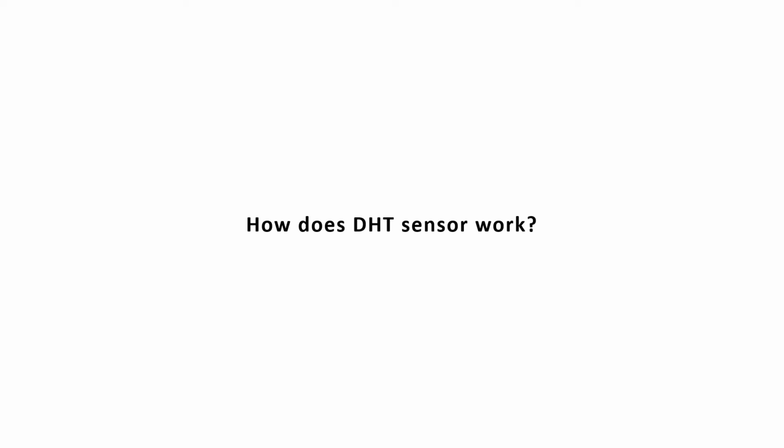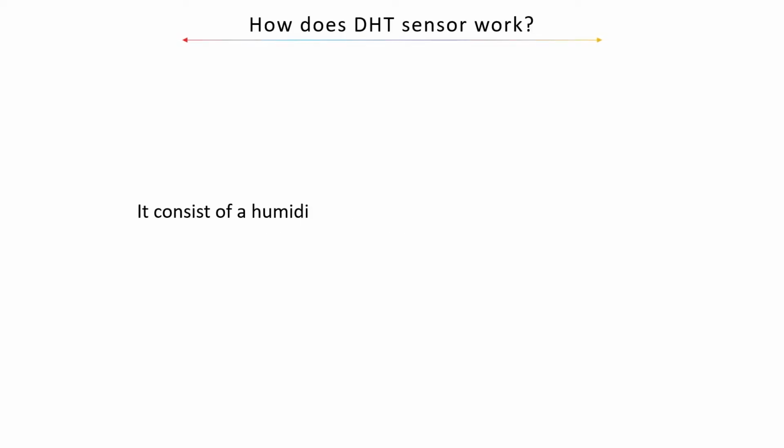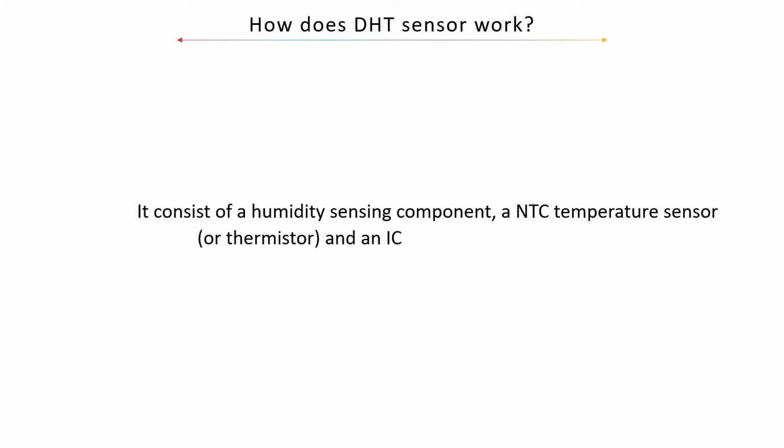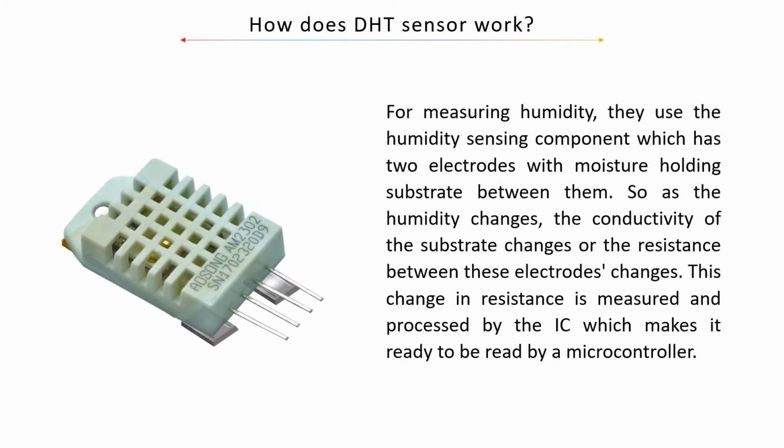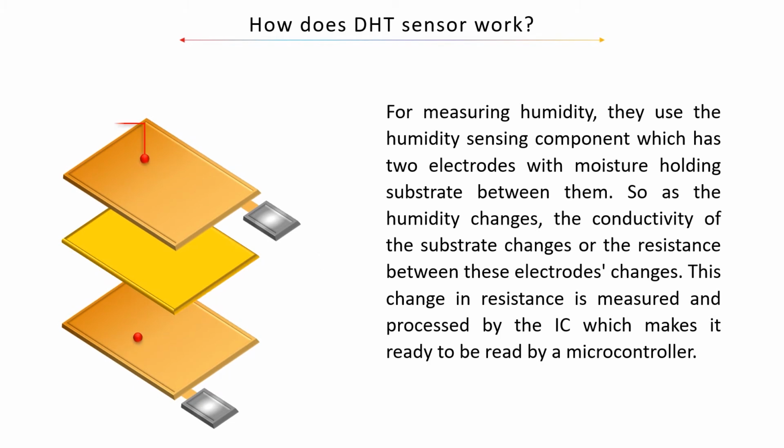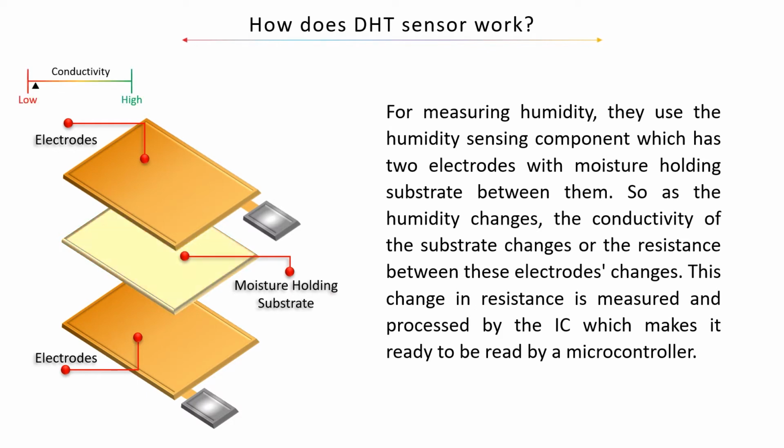How does this sensor work? It consists of a humidity sensing component, an NTC temperature sensor or a thermistor, and an IC on the back side of the sensor. For measuring humidity, they use the humidity sensing component, which has two electrodes with a moisture holding substrate between them. As the humidity changes, the conductivity of the substrate changes, or the resistance between these electrodes changes. This change in resistance is measured and processed by the IC, which makes it ready to be read by a microcontroller.